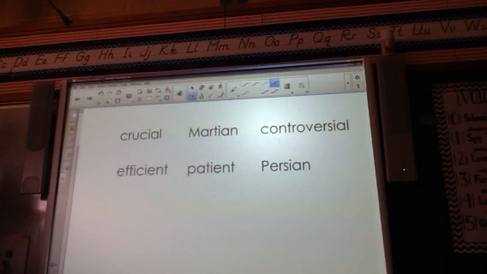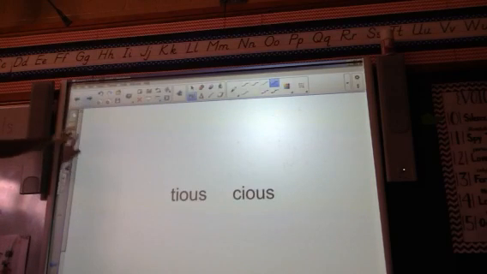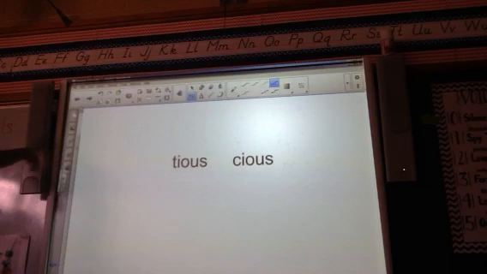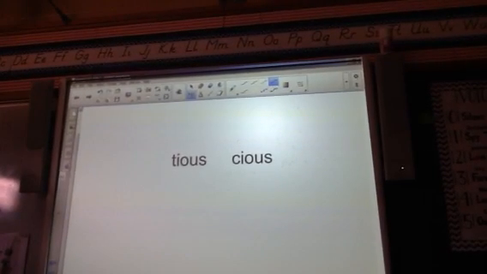Each one of these words contains a final stable syllable. A few days ago, we talked about final stable syllables, T-I-O-U-S and C-I-O-U-S. We discovered that the letters T-I and C-I sometimes make an unusual sound. Does anybody remember what that sound is? Sometimes they can make sh if they're in the middle of longer words.